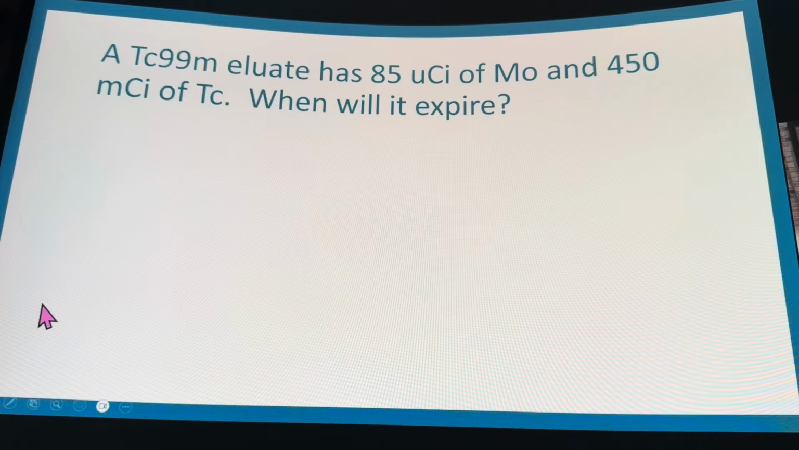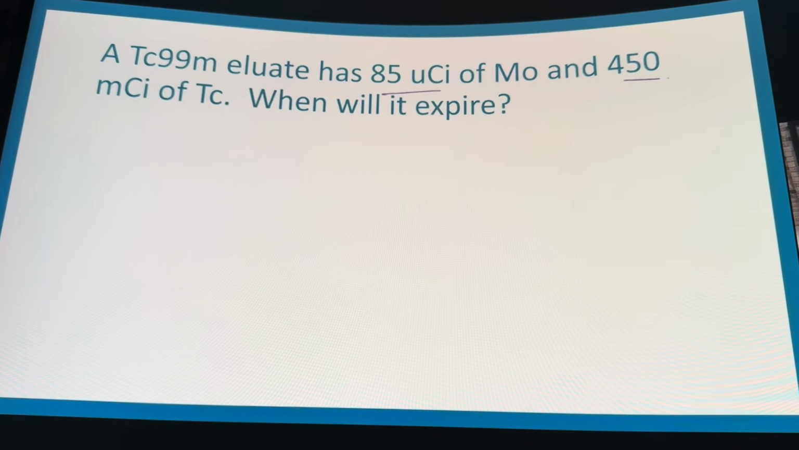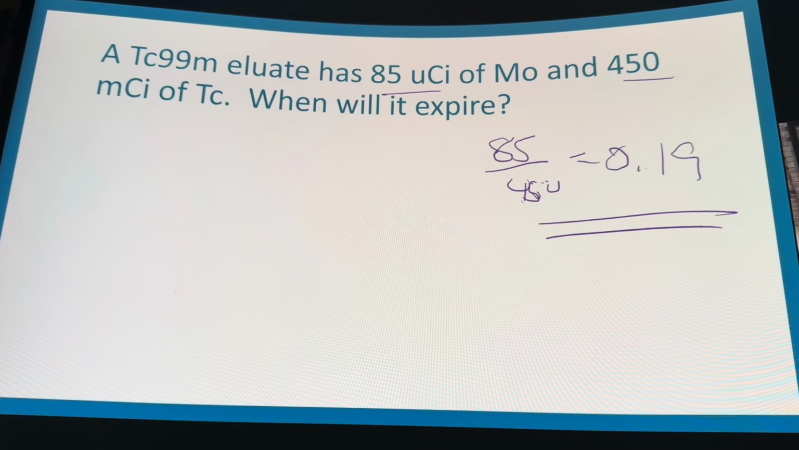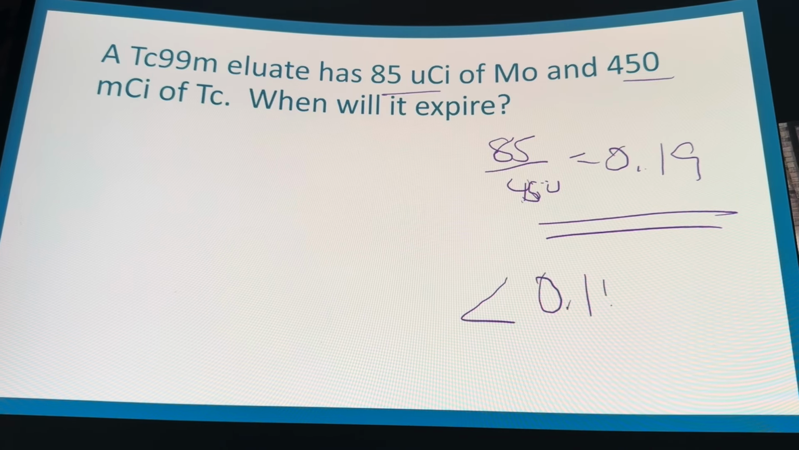Let's do another one. Tech eluate has 85 microcuries of moly and 450 millicuries of tech. When will it expire? We're going to take our 85 microcuries over 450 millicuries. 85 divided by 450. We've got a ratio of 0.19. It's already expired. So if you get a problem like this, check and make sure it's not already expired. It's expired as soon as it reaches 0.15.